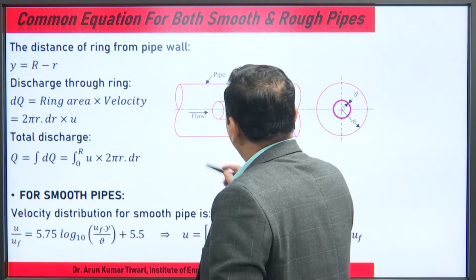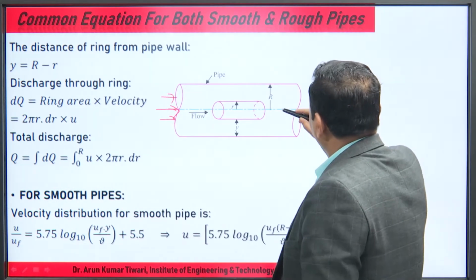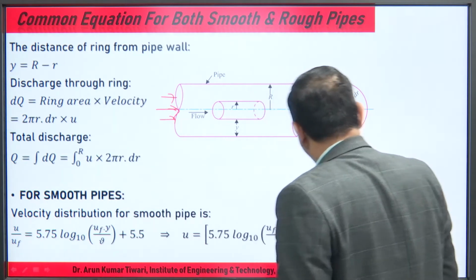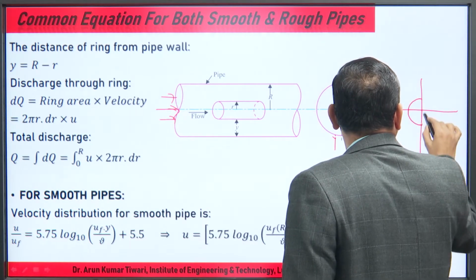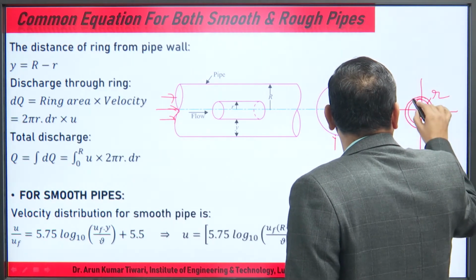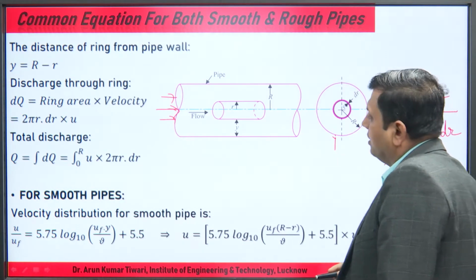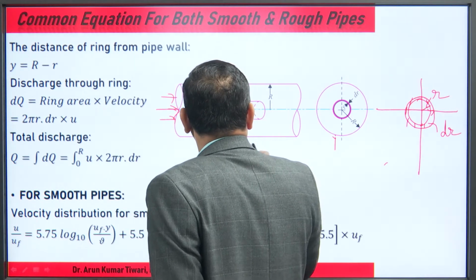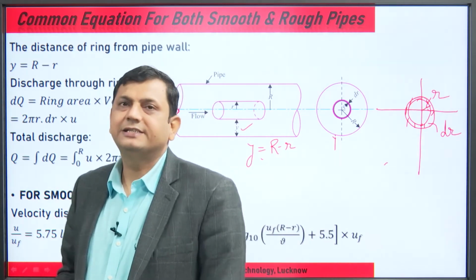So, this fluid is flowing in the pipe, and the radius is R. We take a cross section, with radius r and a small element dr. If we take the lateral distance from the boundary as y, then y is the capital R minus small r.